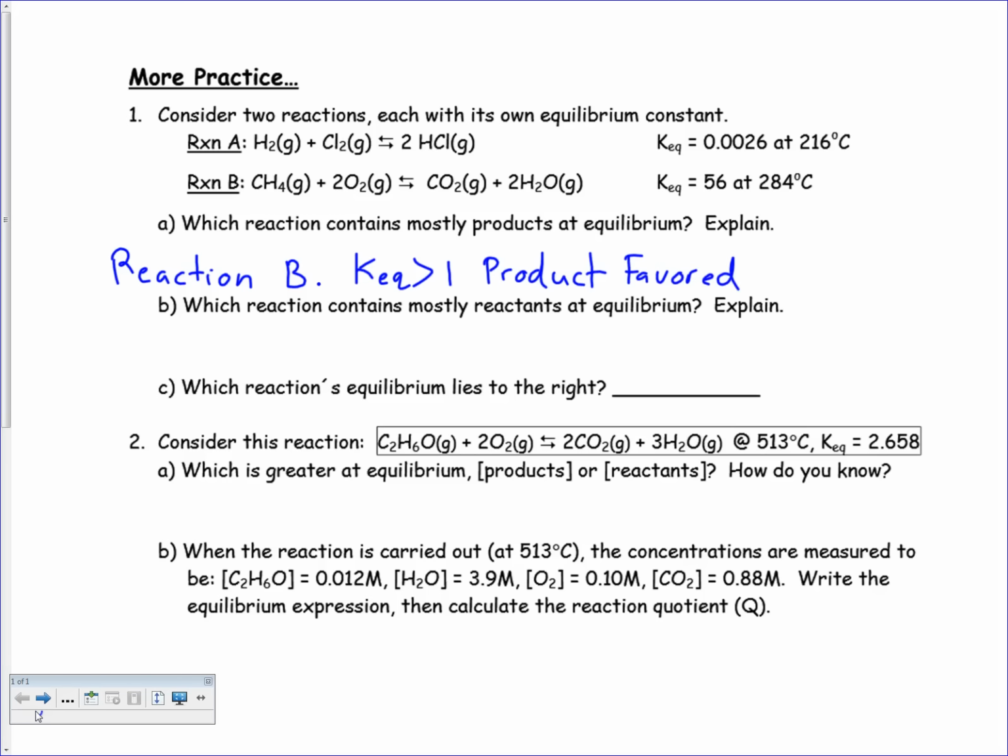So for this one, it says which reaction mostly contains reactants, and explain. It's just the other one, so reaction A. And this is because for reaction A, Keq is less than 1, which means it is reactant favored.